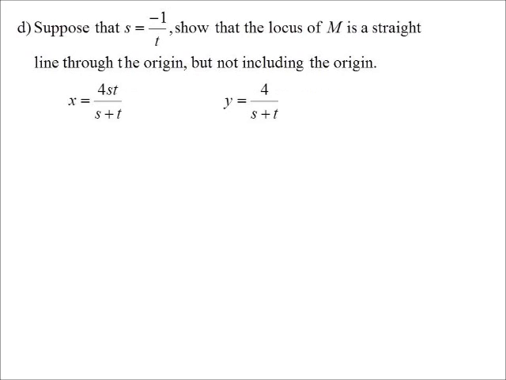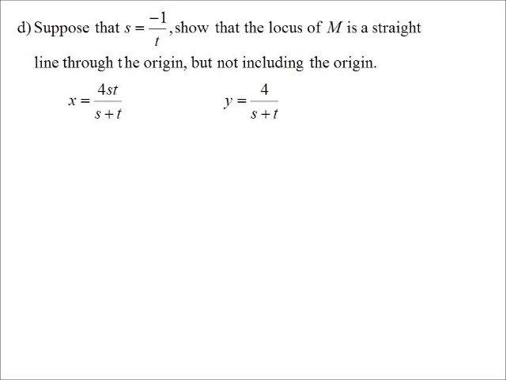Okay, so we know X is 4st on S plus T, Y is 4 on S plus T. We've been given the additional information, S is equal to minus 1 on T. That actually is very similar to the parabola questions, isn't it? Because if you think about it, what they're saying is the two parameters multiply together to give -1. So it's very much like those focal chord questions we did with the parabola. PQ is equal to -1.